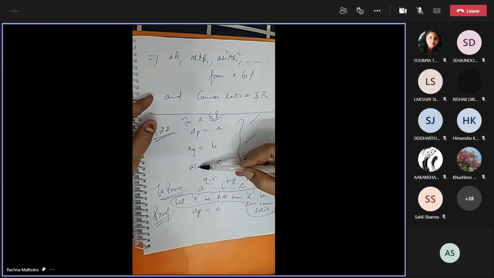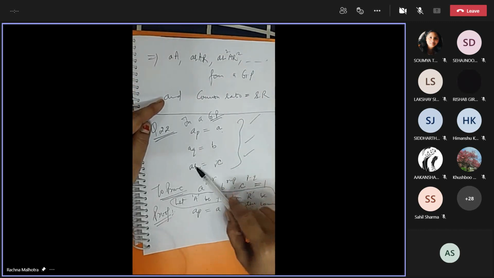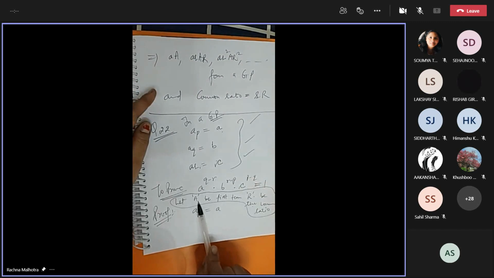Because small r is already available here, how can we take this r again? If I took the same small r again, it would create confusion and the answer of the question would not come. So small a is already there, small r we are using. So instead of writing small a and small r again, I can write first term is capital A and the common ratio is capital R. So what will be the pth term?